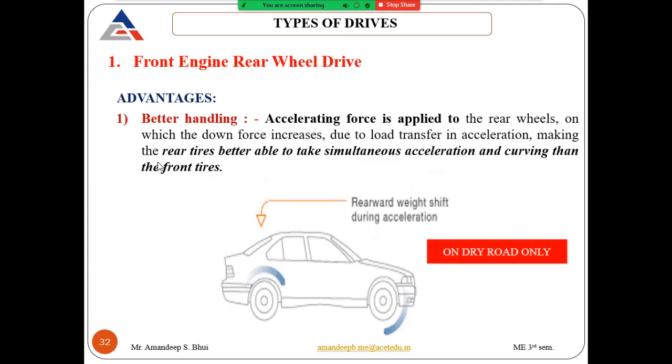Now, what are the advantages of front engine rear wheel drive? The first advantage is it has better handling. Now, accelerating force is applied to the rear wheels. When we are accelerating, the power is given to the rear wheels. So the rear wheels push the car in the forward direction, on which the downward force increases due to the load transfer in the acceleration.